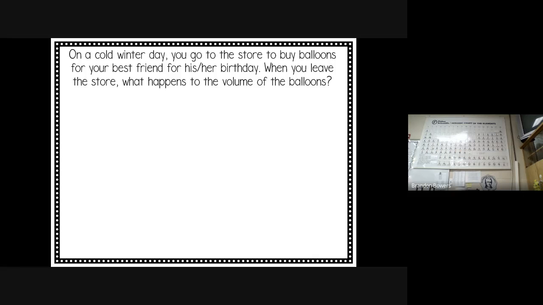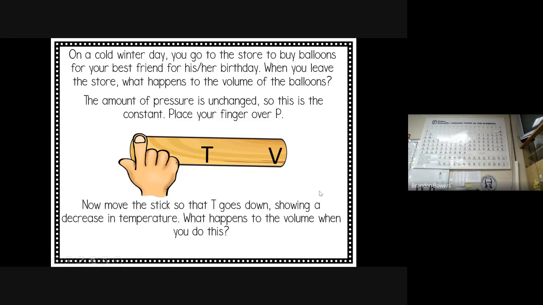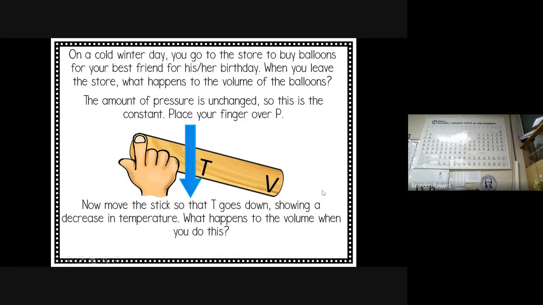What happens to the temperature when you go outside? Temperature is going to go down. So when temperature goes down, what does your volume do? It also goes down. You guys see that? When temperature goes down, volume will also go down. Starting to see a little trend. So that's what the PTV sticks are. I want you to try a few on your own, just a few, and we'll get into the activity.